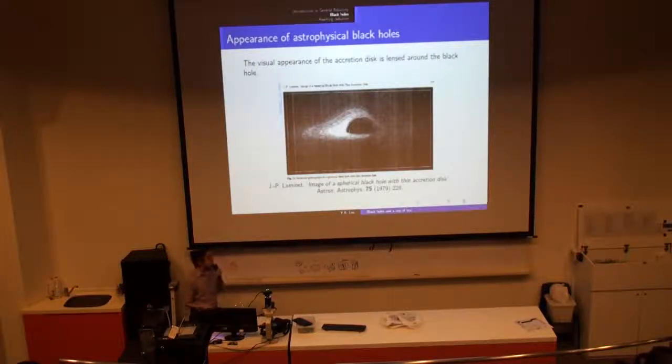Well, that is not actually true because he did it 35 years earlier. Okay, and he simulated the first known image of a black hole in the accretion disk. So notice that this is not a real picture. It's a result of a computer simulation.